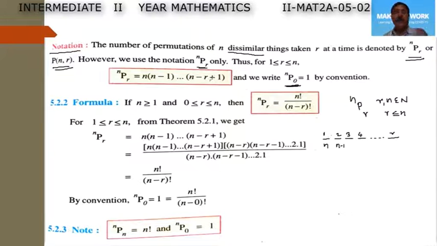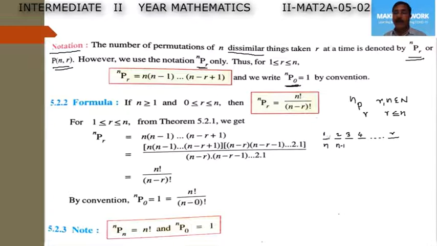Now we are discussing the permutations when the repetition of elements is not allowed. The case where repetition of elements is allowed is a specific case. Unless and until it is mentioned that repetition of elements is allowed, we will not consider that case. So in all general cases, we will consider that repetition of elements is not allowed.